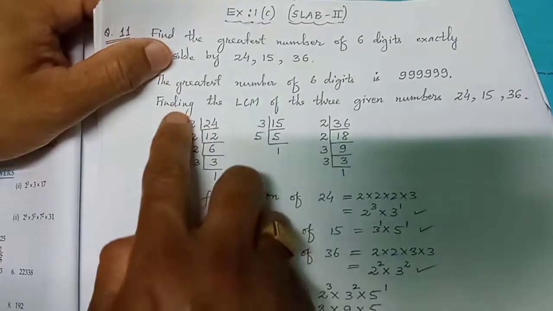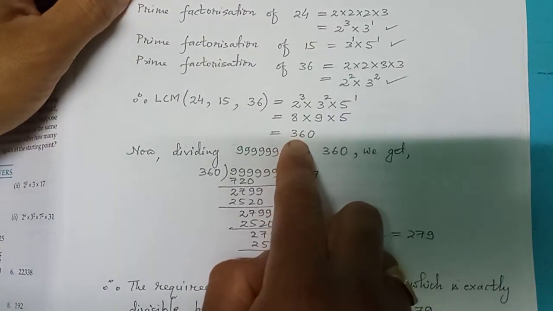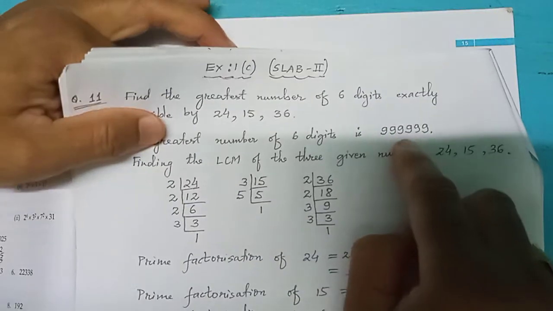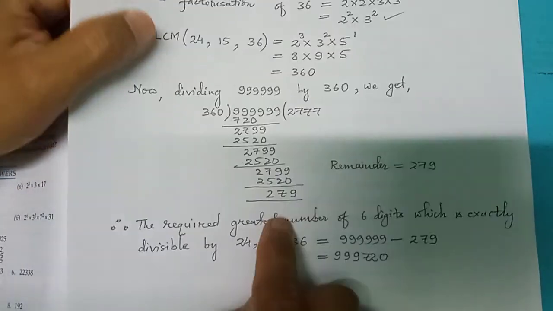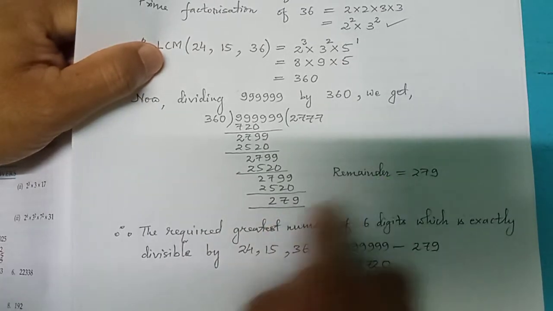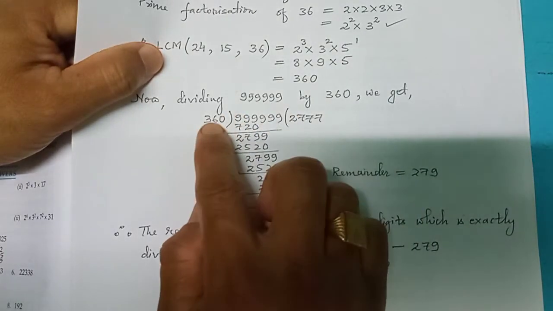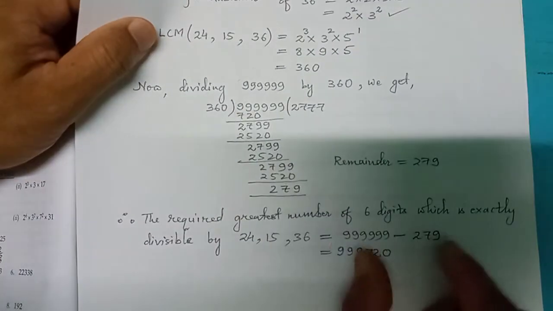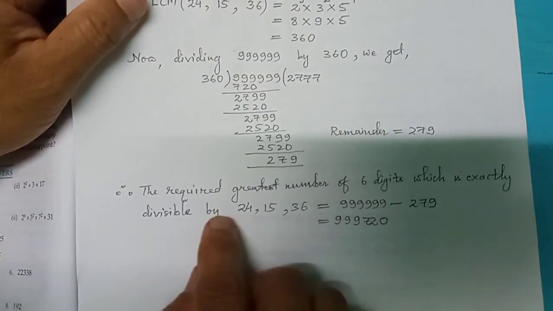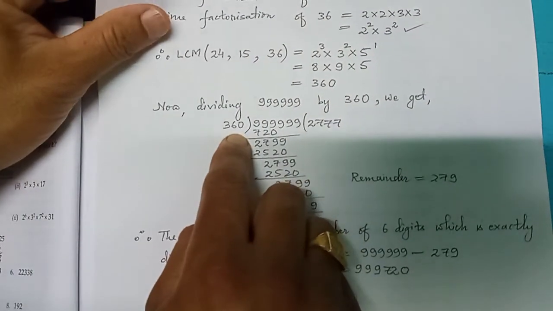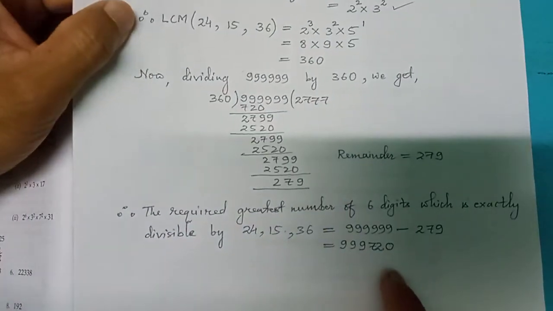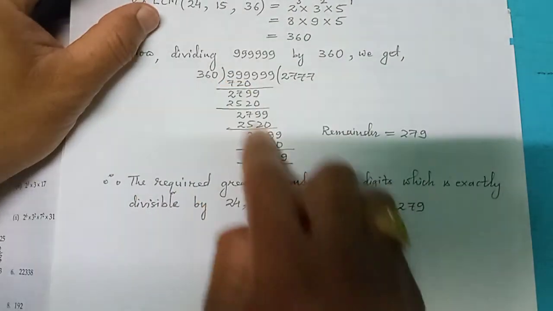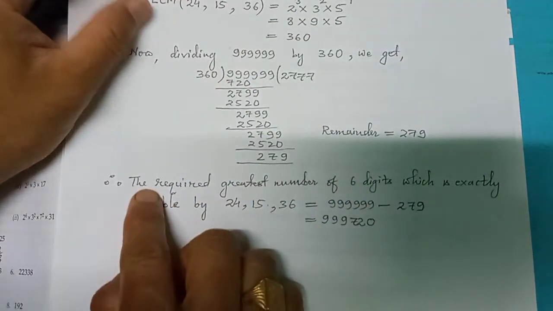So to find this, we found the LCM of 24, 15, 36 by the prime factorization method. The LCM is coming 360. Now we divide the greatest number of 6 digits by this 360. When I divide, I find that it's not completely divisible, but the remainder is 279. So we used the idea that since this greatest number of 6 digits is not divisible by 360, which is the LCM of these three numbers, and the remainder is 279, why not remove this 279 from this biggest number, because the difference will then be exactly divisible by 360. So finally we have got the answer.